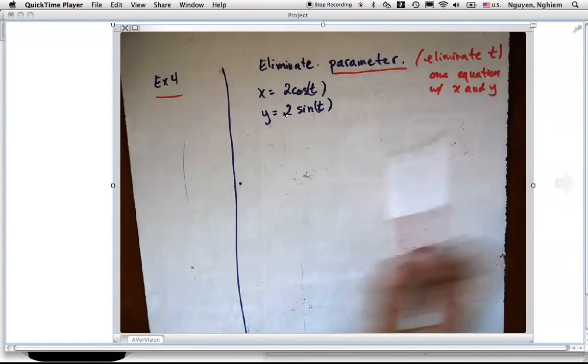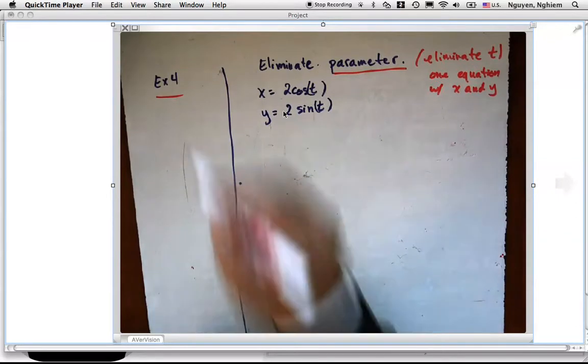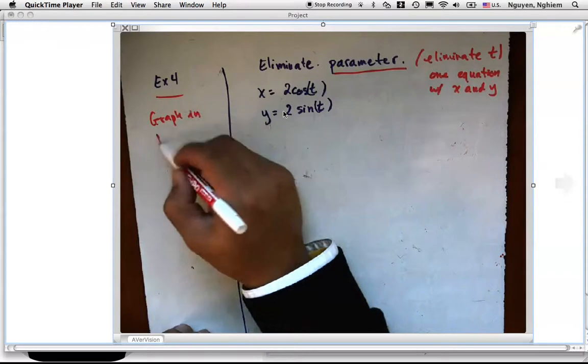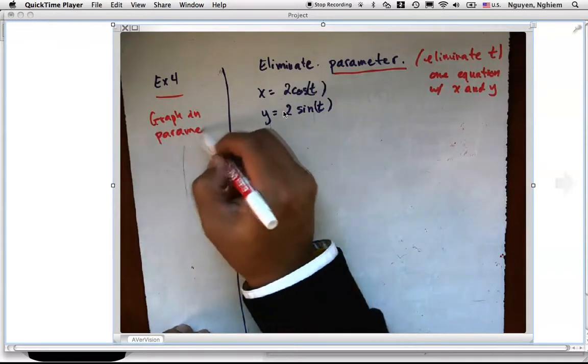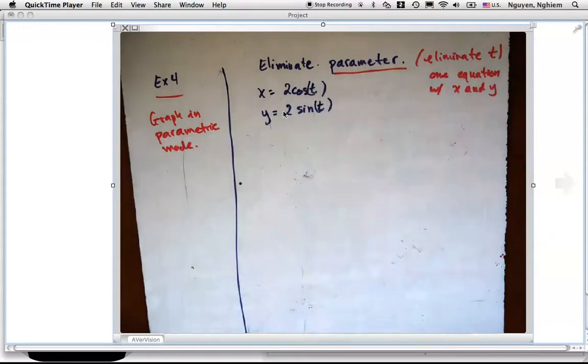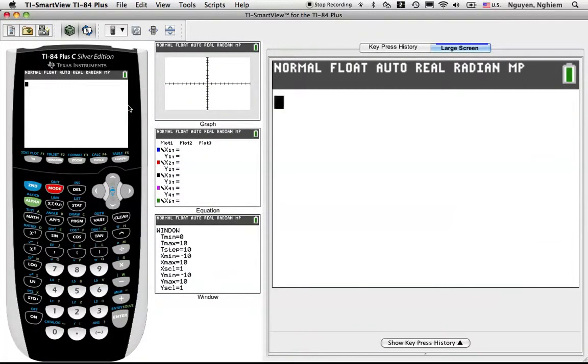So we have three variables, x, y, and t, and we need a way to get just x and y and not have t. One of the first things I'm going to do is graph in parametric mode, just to see what this parametric equation is going to look like. So let me bring up my TI-83 calculator here, or this is actually the 84.